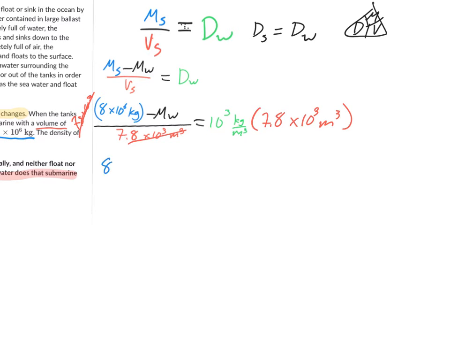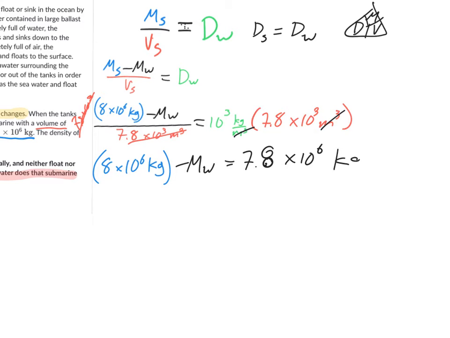I have 8 times 10 to the 6 kilograms minus the mass of the water equals, what happens over here? Well, I would have kilograms over cubic meters times cubic meters. So the first important thing to recognize is that the cubic meters are going to cancel out. And then I have 10 to the third times another 10 to the third. Well, 10 to the third times 10 to the third is 10 to the 6th. So this becomes 7.8 times 10 to the 6, and now we just have kilograms.